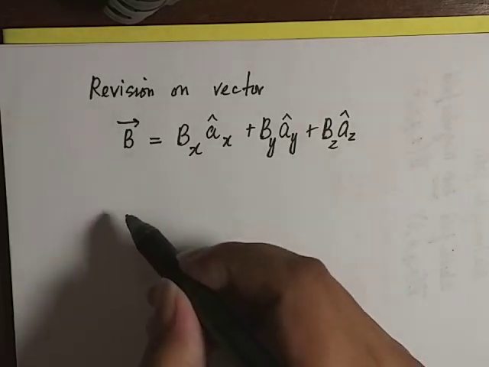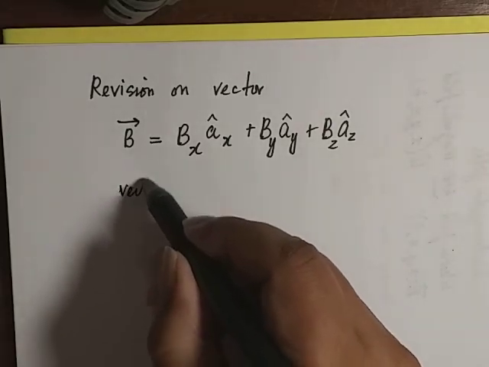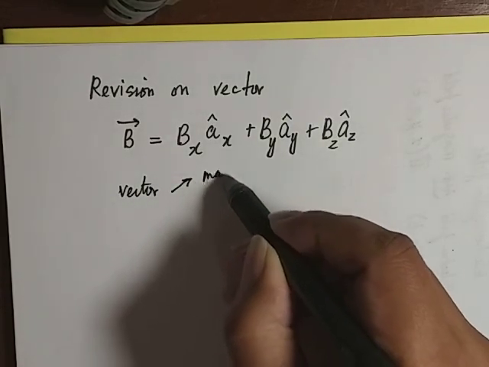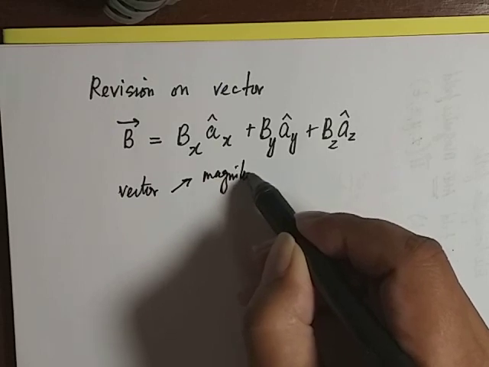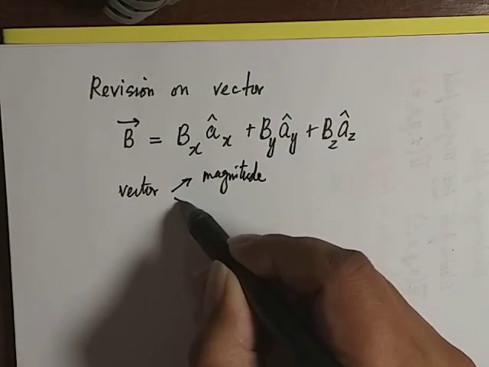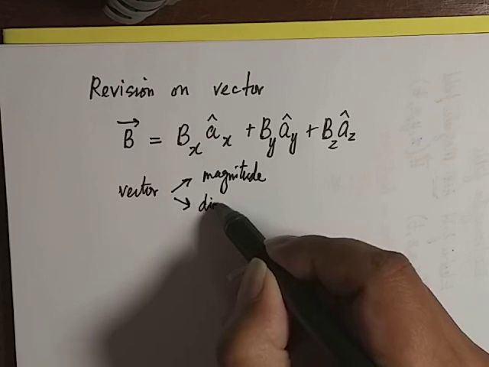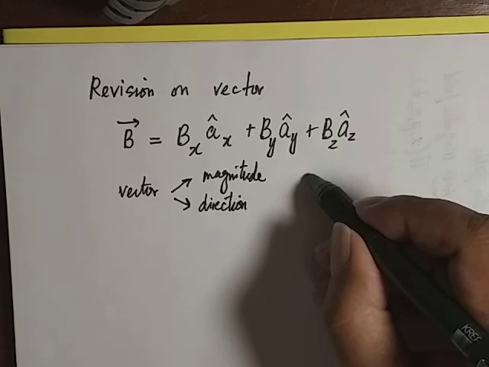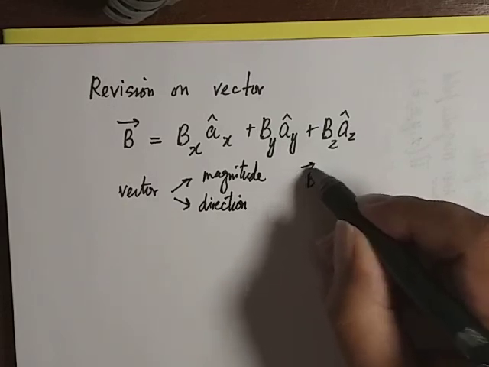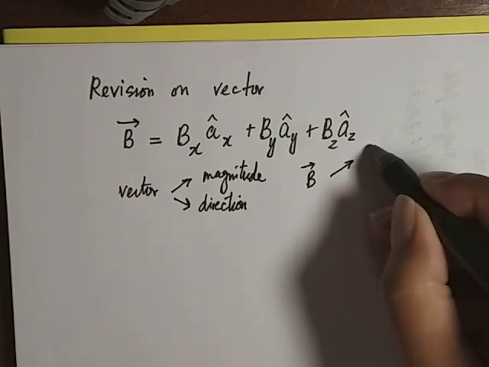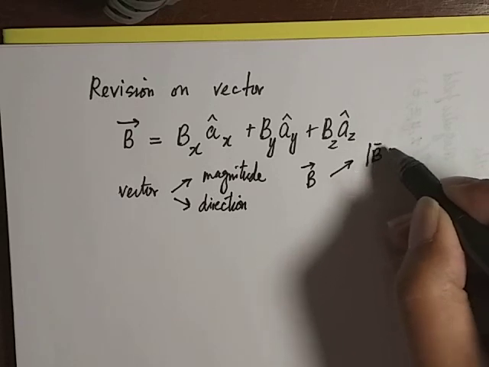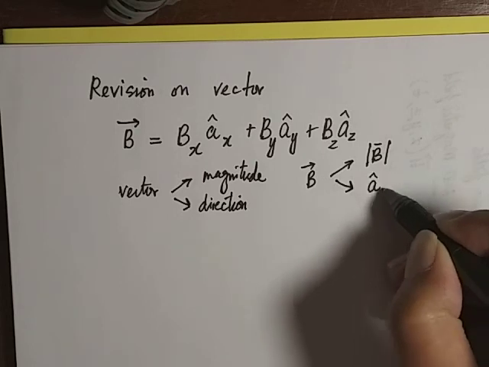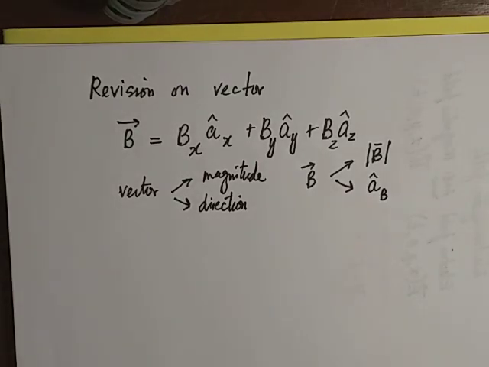So we are saying a vector must have two pieces of information, which are magnitude and direction. Okay. So therefore, the magnitude of B should be presented as the magnitude symbol B like this, and the direction always with the symbol a hat B. Okay, that's how we represent directions.